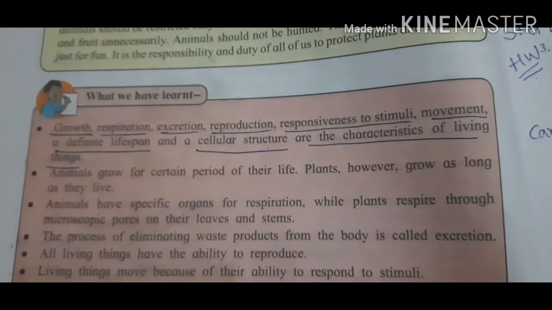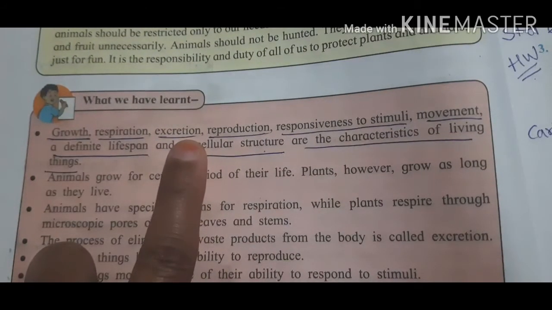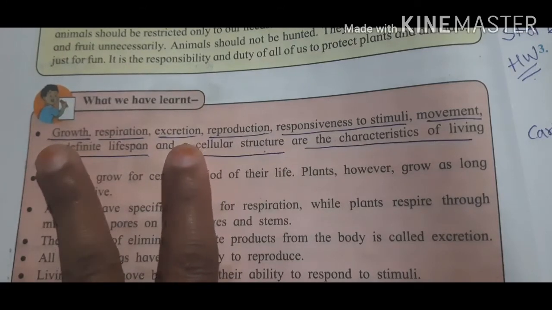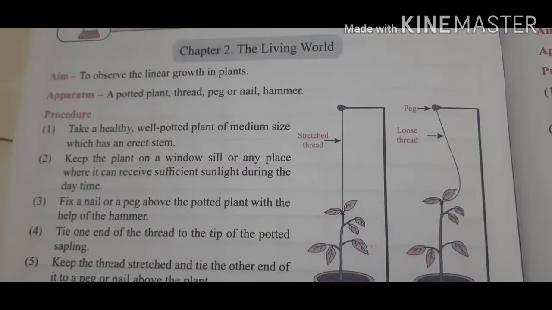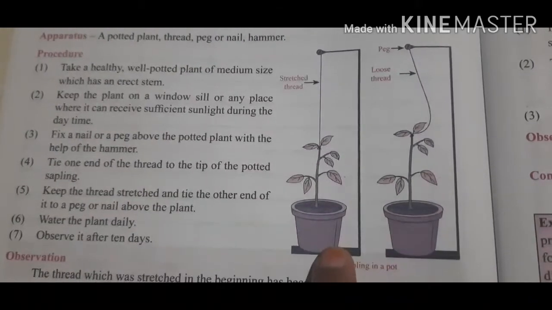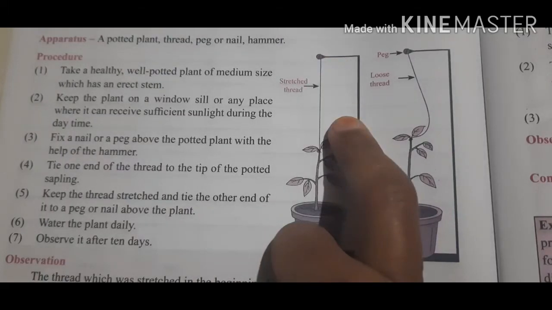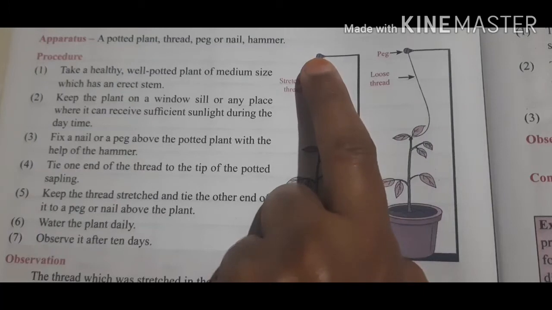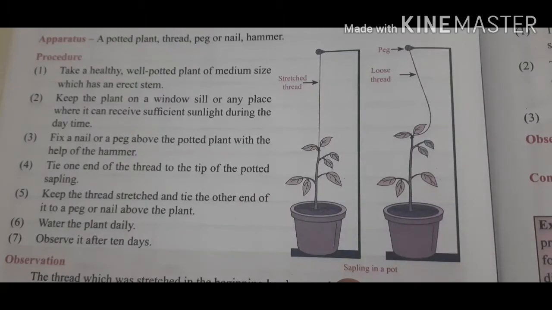Yes, students, today we are going to study growth and excretion. Only these 2 factors. How does it take place in plants? So, to observe the linear growth in a plant, what all things do we require? Students, a potted plant as shown in the picture. Then a thread is required, and a peg and nail. Hammer, do you know what a hammer is? Yes, that is हथौड़ा. Okay, these things are required.